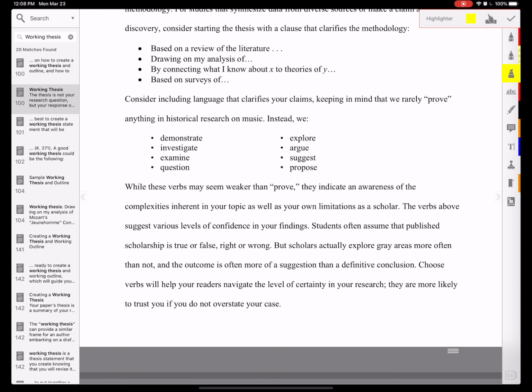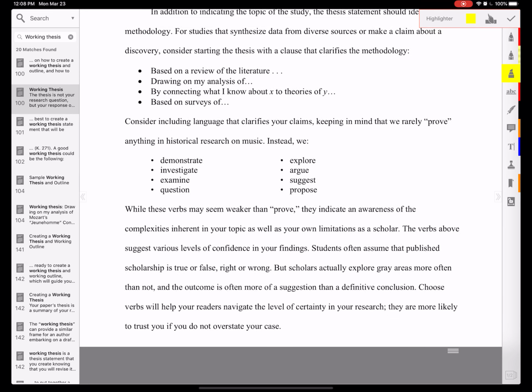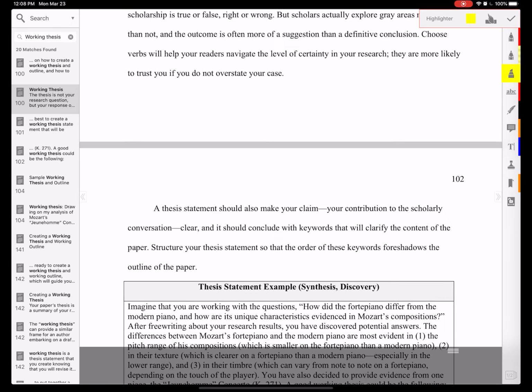So go ahead and read this section. This is on page 100 of the Writing and Music book. So take a look at that.